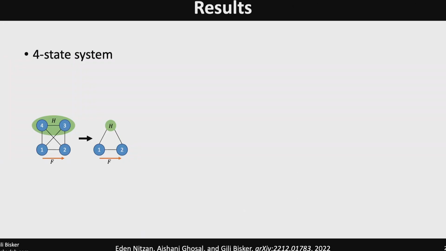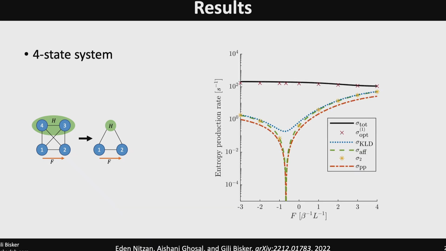Okay, so results. This is the four-state system that we have considered, and these are the results. I'm plotting the entropy production rate versus some force F that I apply on the observed link between the states 1 and 2. The black one is the total entropy production rate. And what you see here in red is the result of our bound. And here, I only use the first moment of the waiting time distribution. So this was enough to give me a very tight bound.